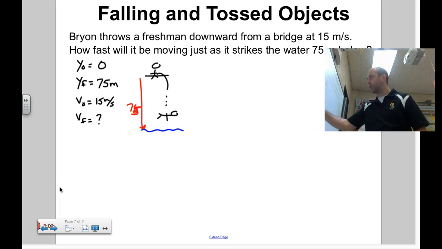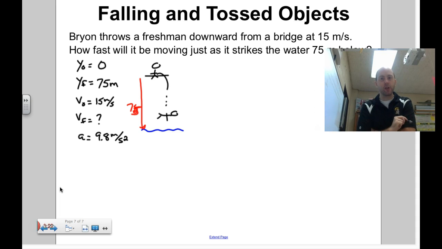Next, I need my acceleration. Now, here is a constant. Whenever we're talking about objects that are falling or objects that we throw up in the air, when it is falling, we use 9.8 meters per second squared, because that's the rate of acceleration for gravity. Gravity's acceleration is 9.8 meters per second squared. I still use a, but you'll notice in the textbook, they'll use g because it's gravity. Again, I just use a because that's what we're used to.